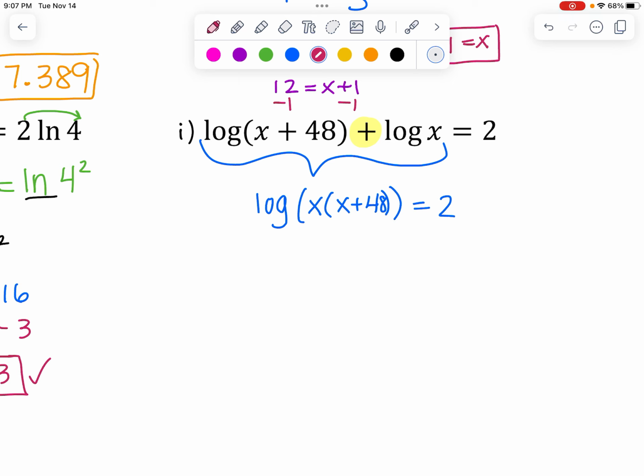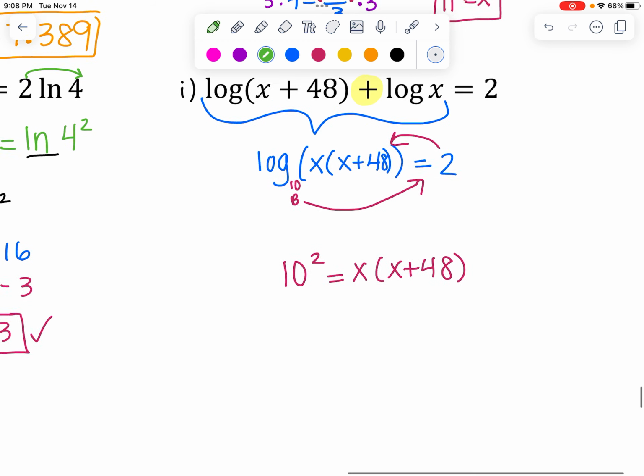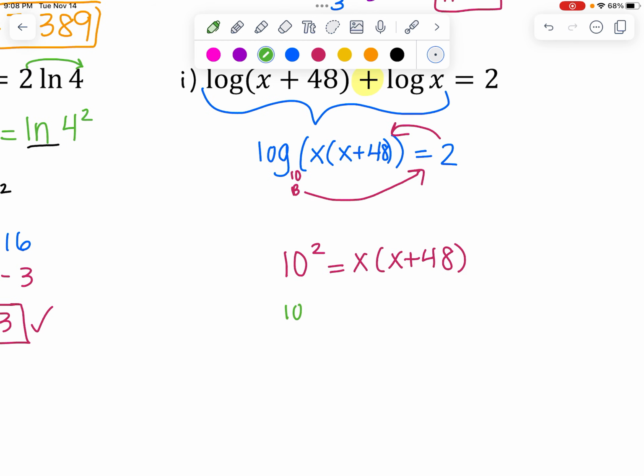And now that I have just one log on one side, I'm ready to switch to exponential form. So we'll start with the base of the log. Remember, if there's no base written, we know it's base 10. So we've got 10 to the power of 2 equals x times x plus 48. All right, I'm going to first simplify what I have here. So 10 squared is 100. And then x times x plus 48, I get x squared plus 48x.